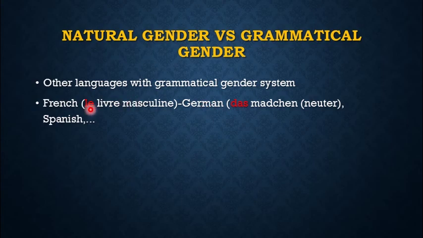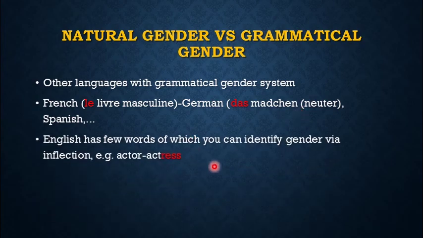Here, for example, we have the word le livre, which means book, and which in English should be referred to as it, but here it is masculine in French. And in German we have the word girl or the girl, meaning in German das Mädchen, and das is used here because Mädchen or girl in German is categorized as a neuter gendered noun. All right.